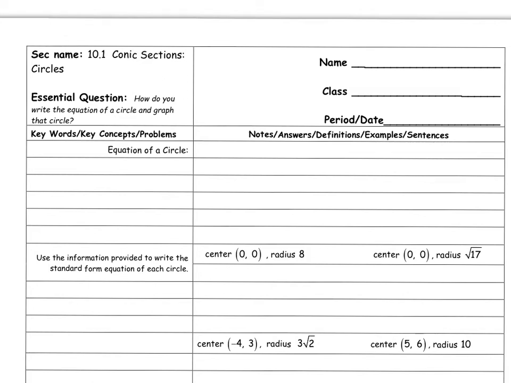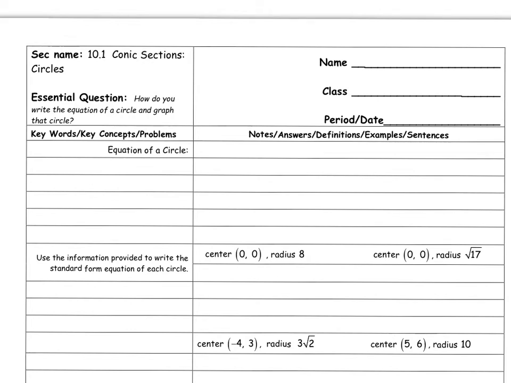It's called Conic sections. So we're going to be talking about circles, parabolas, hyperbolas, maybe some more, I don't know yet, but for sure those three. So today we're going to be talking about circles.